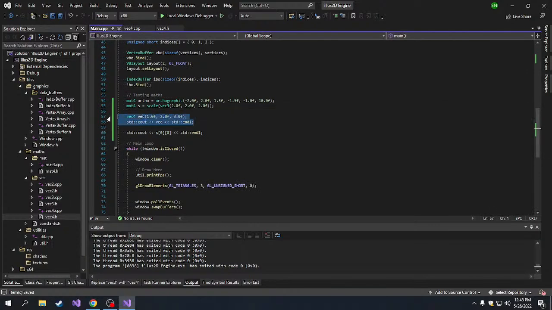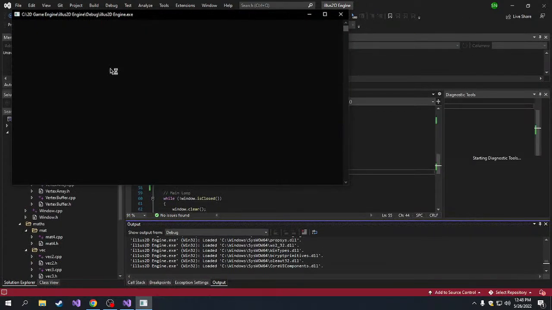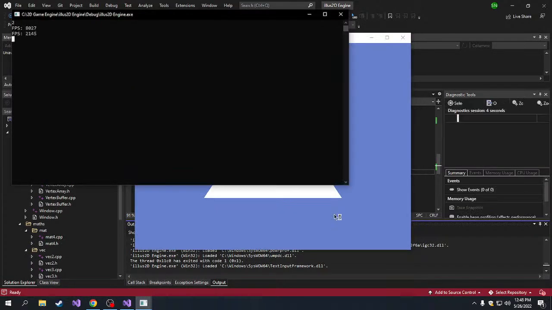So vectors work. Testing mathematics. We get 2 printing to the console. Okay, it's all cool. Good.